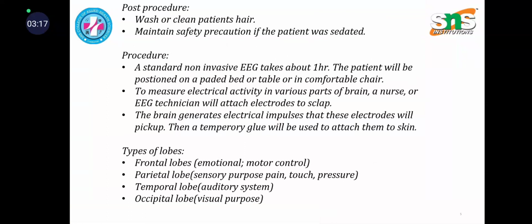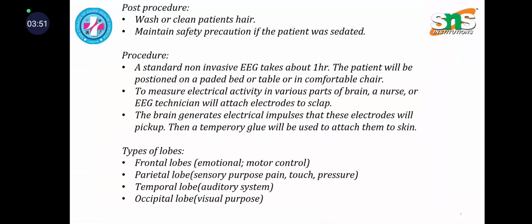Procedure: a standard non-invasive EEG takes about 1 hour. The patient will be positioned on a padded bed or table, or in a comfortable chair. To measure electrical activity in various parts of the brain, a nurse or EEG technician will attach electrodes to the scalp. The brain generates electrical impulses that these electrodes will pick up. Then a temporary glue will be used to attach them to the skin.